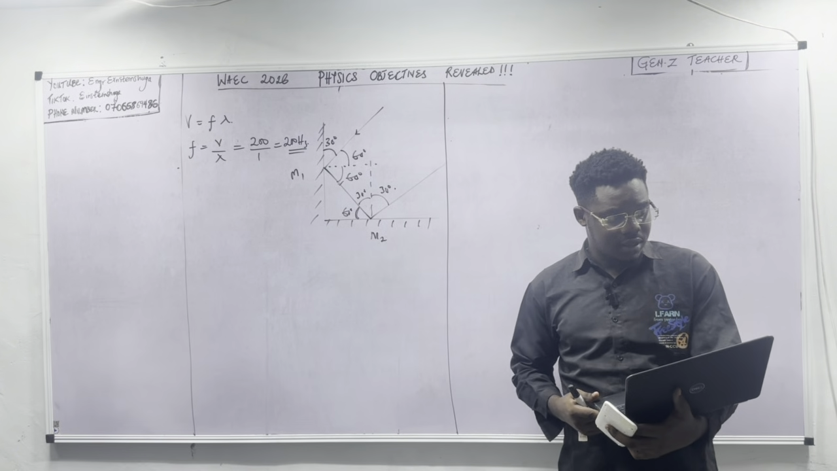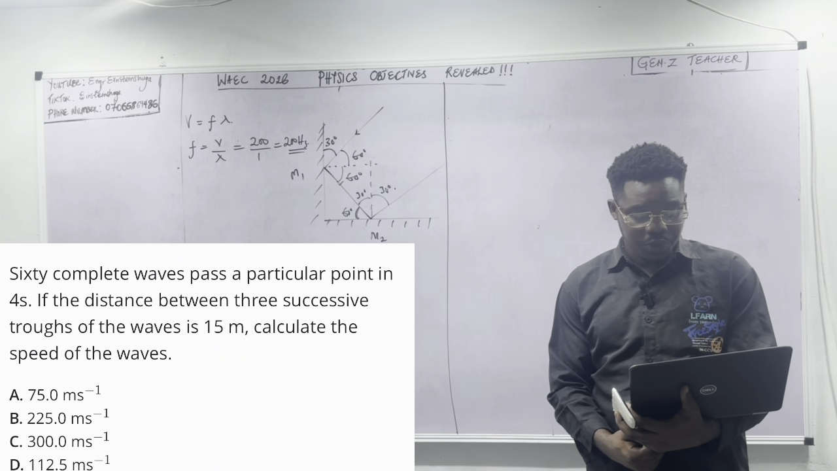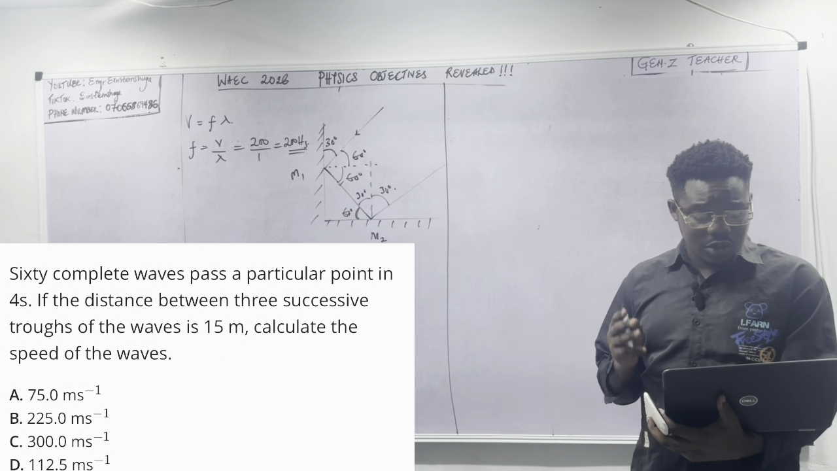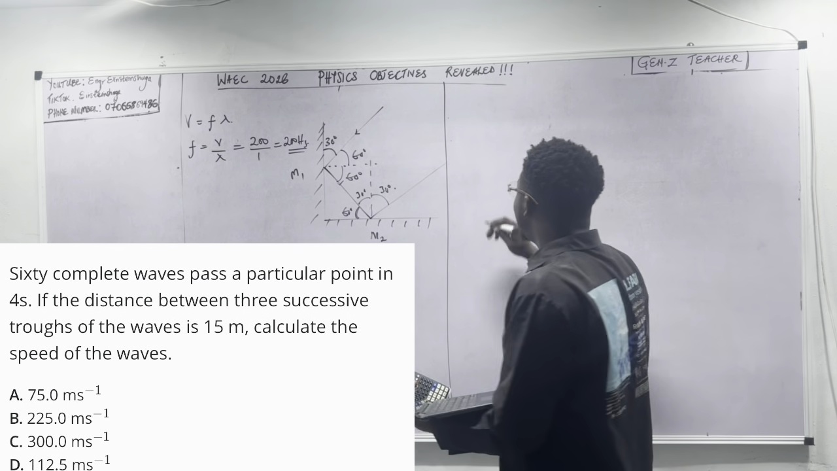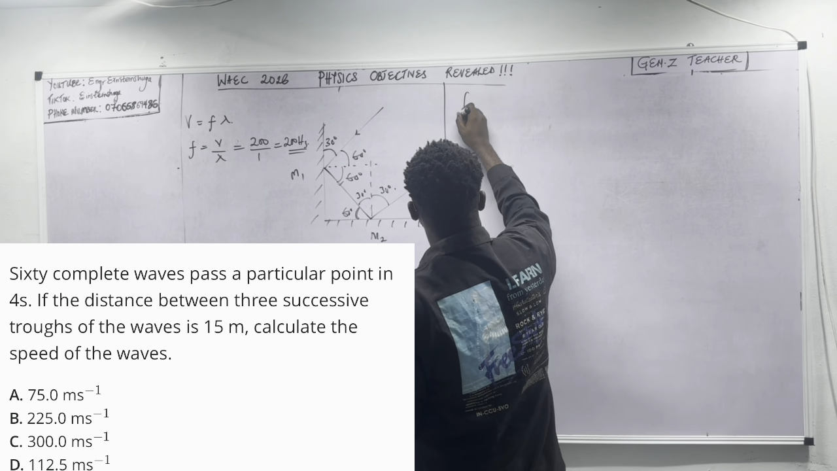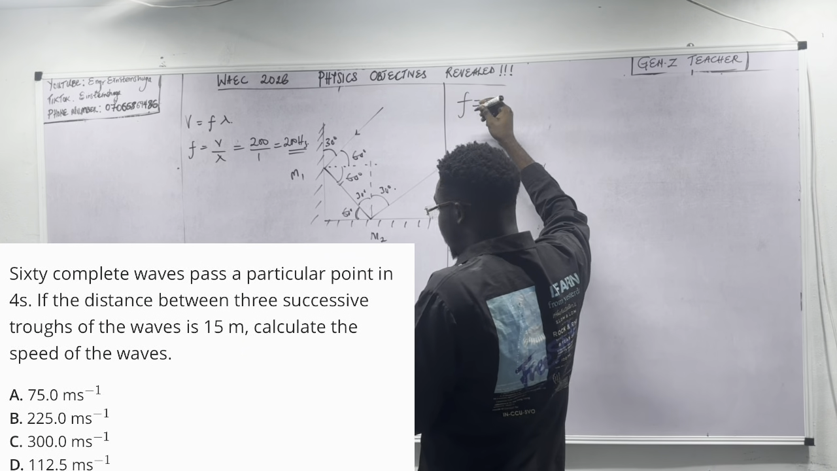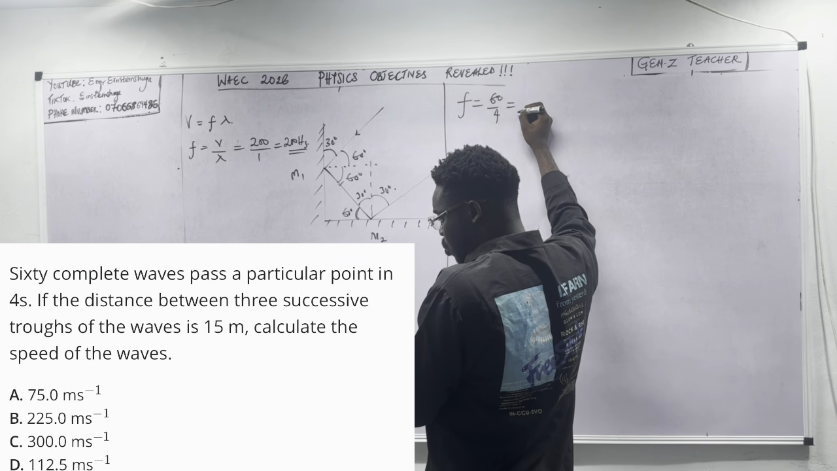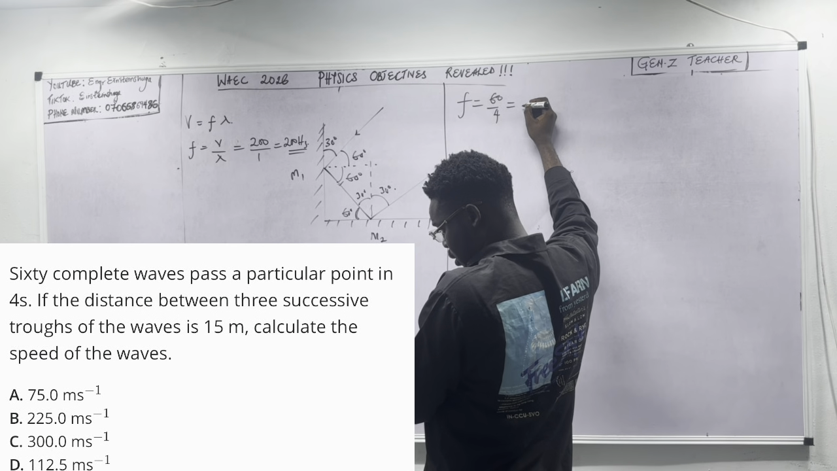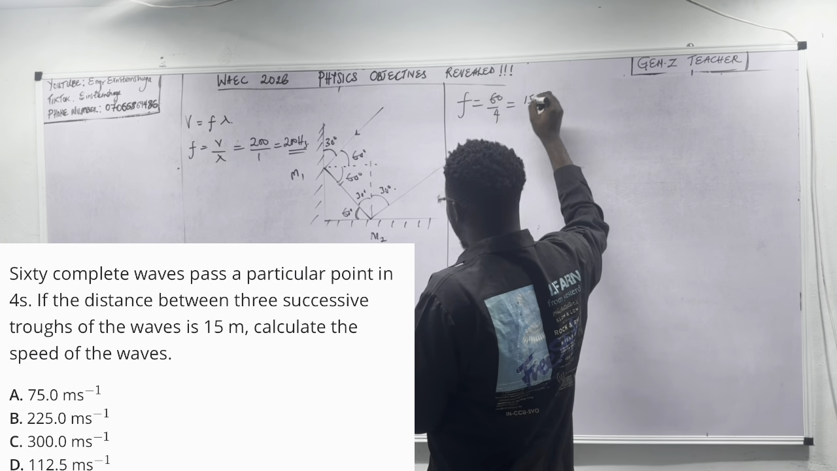Number 28, 60 complete waves pass a particular point in 4 seconds. The distance between 3 successive troughs of the wave is 15 meters. Calculate the speed of the wave. Quickly, let's find the frequency. The frequency is the number of oscillations in the time given. So we have 60 divided by 4, and this should be 15. So we have 15 hertz as the frequency.